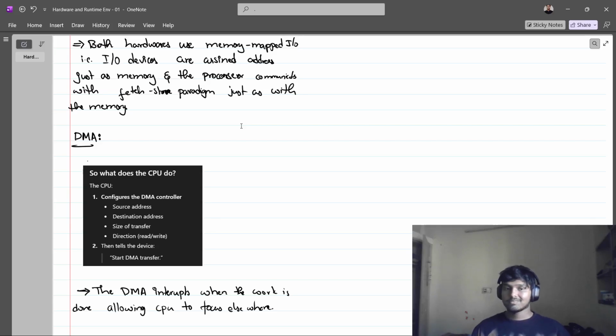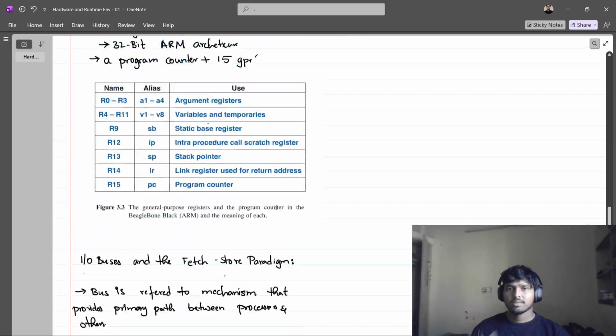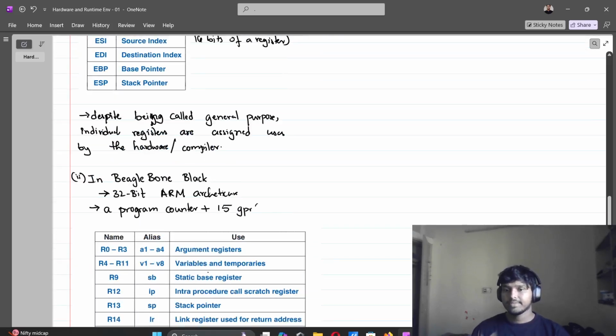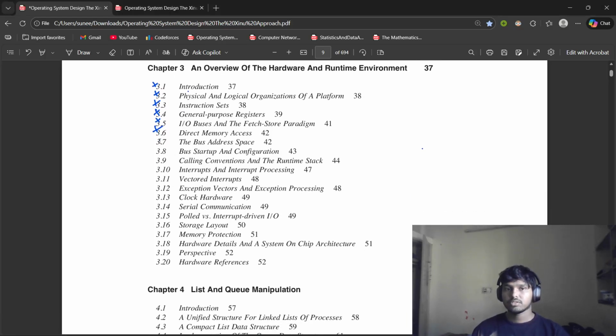So basically, the CPU doesn't have to wait for all the work to be done. It can do something else. So yeah, that's mostly all of it for today from the OS part. And tomorrow, I plan to finish all these because I don't have any work tomorrow.